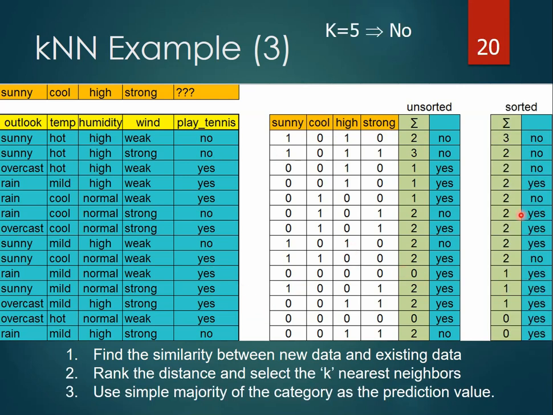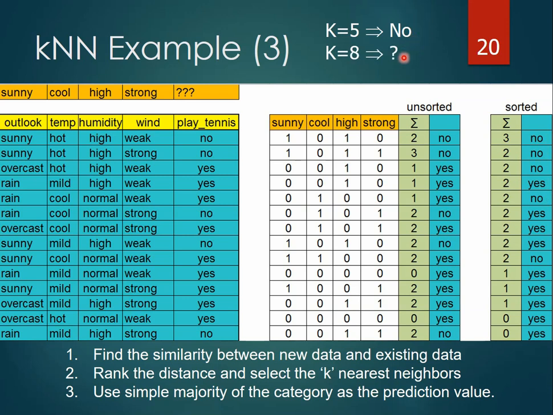Then we rank the distance or the similarity and select the k nearest neighbors. If you rank from the highest to the lowest, we have k equals 5. If k equals 5, we have 1, 2, 3, 4, 5. Out of these 5, there are 4 nos and only 1 yes. So if k equals 5, then that person is not going to play tennis.